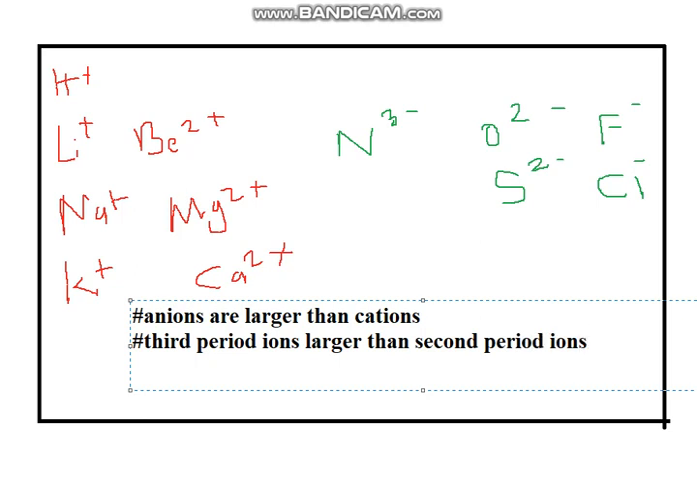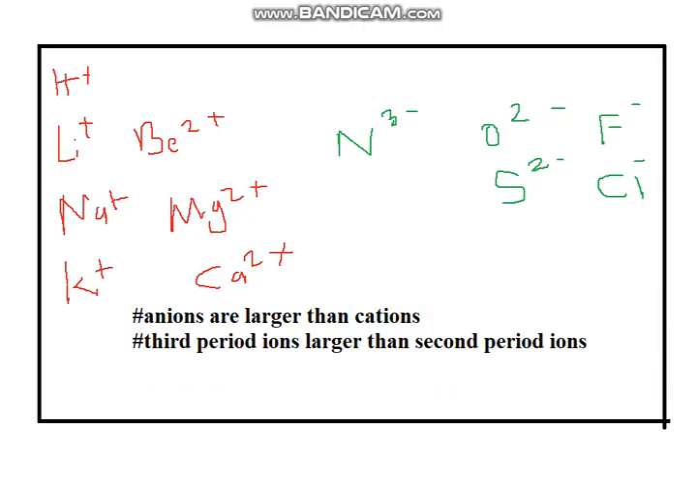That means, according to the second point, whether it be positive ions or negative ions, when you take the cations, third period cations are larger than the second period cations. When you take anions also like that, third period anions are greater than second period anions.